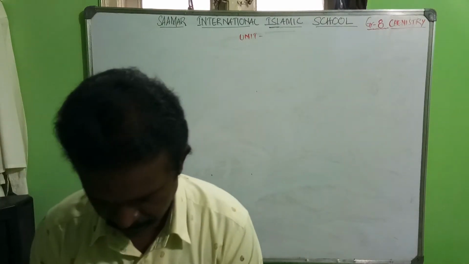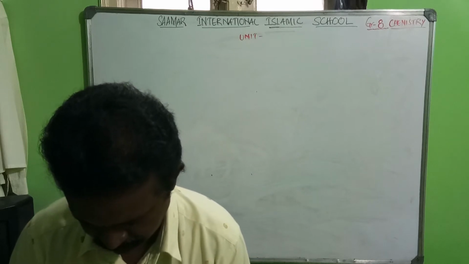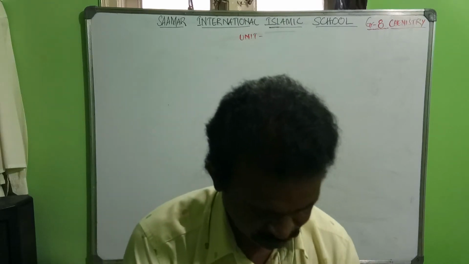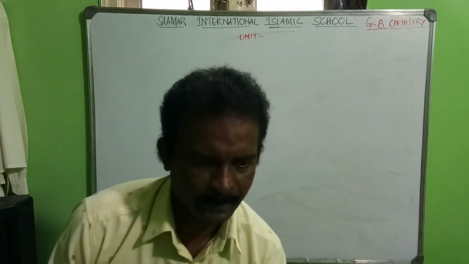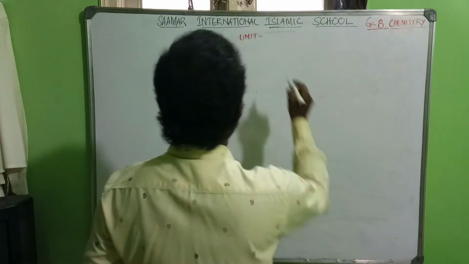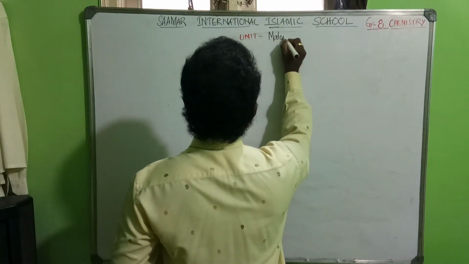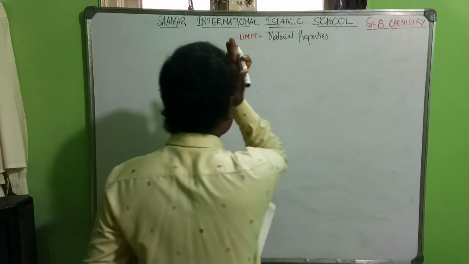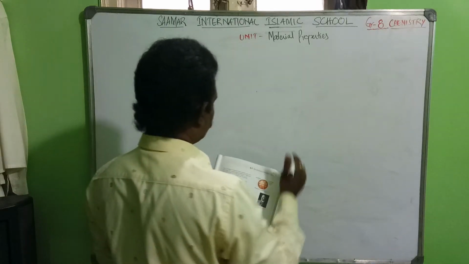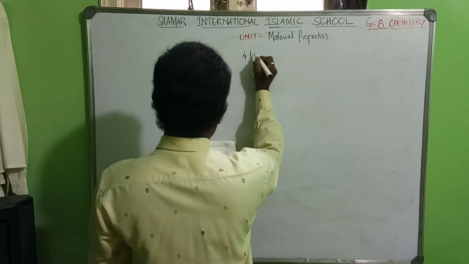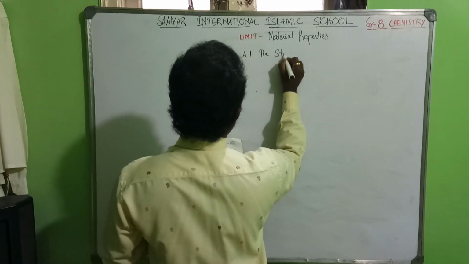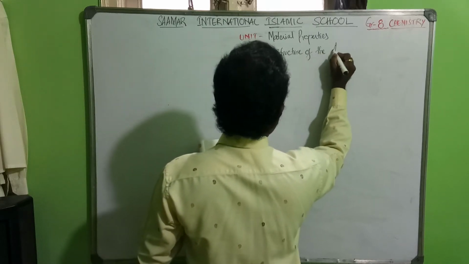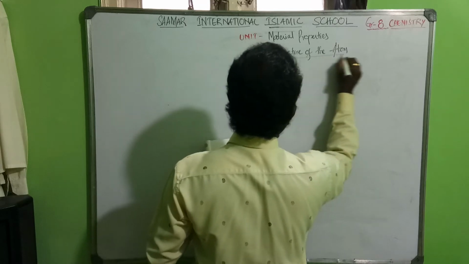We have the chapter called unit material properties. Material properties. In that, it's chapter 4.1, the structure of the atom. Structure of the atom. Is it clear?